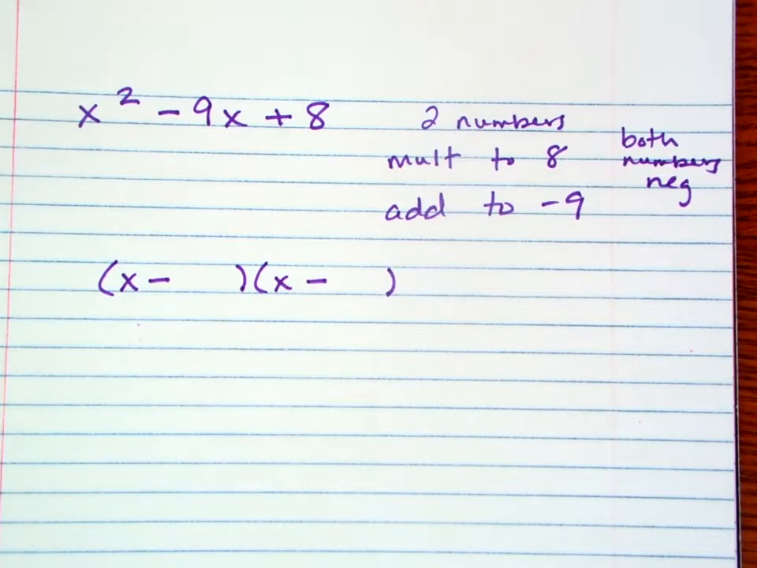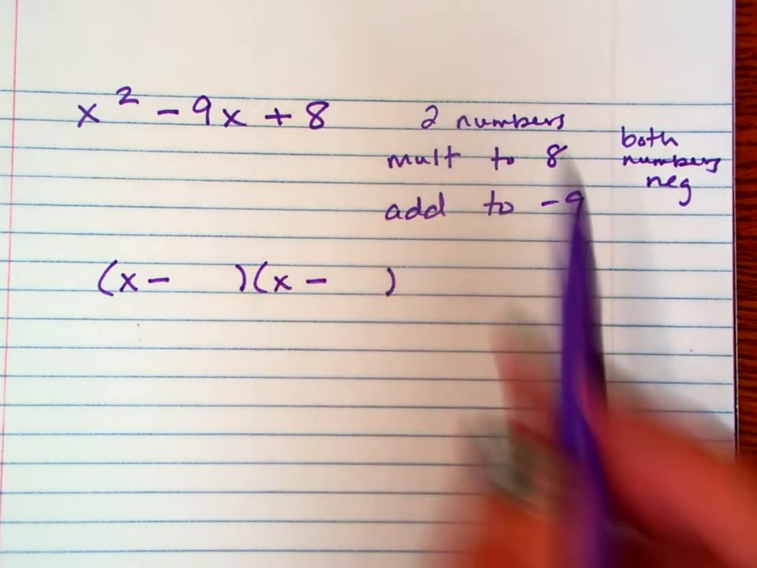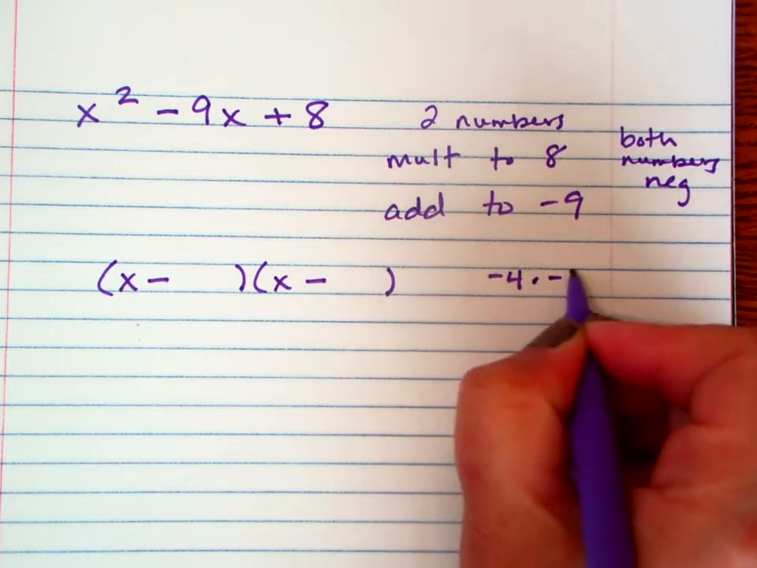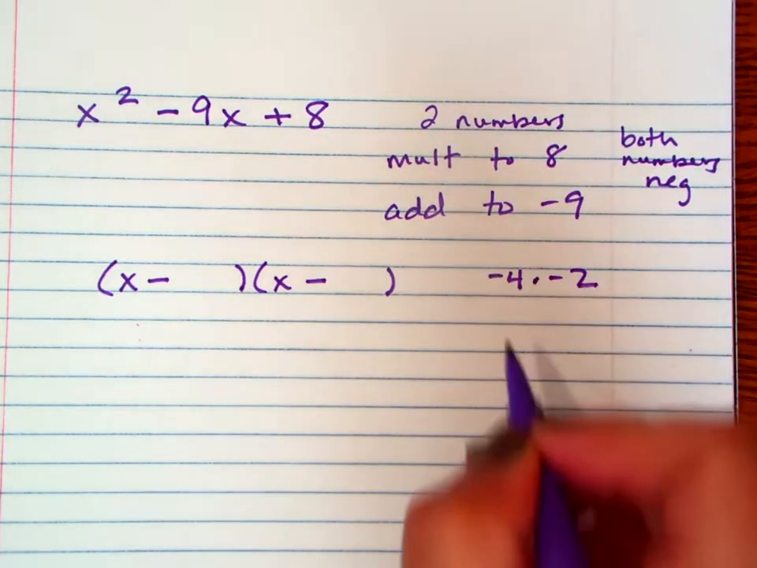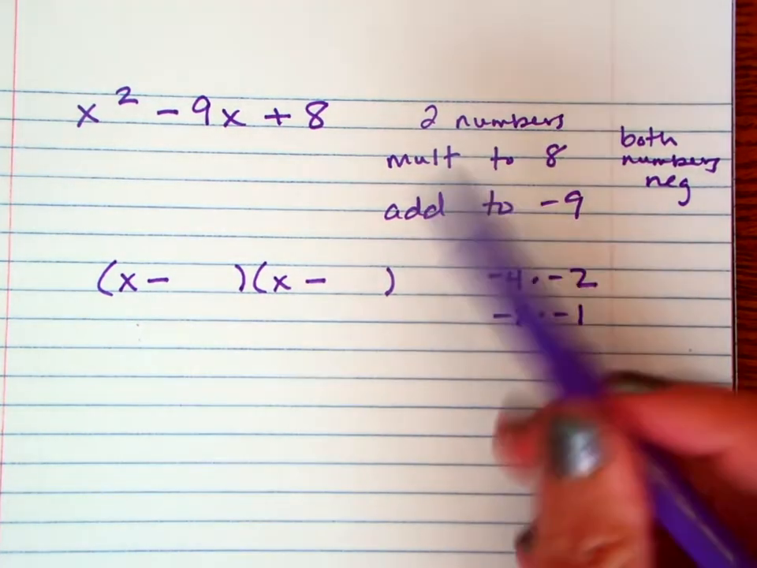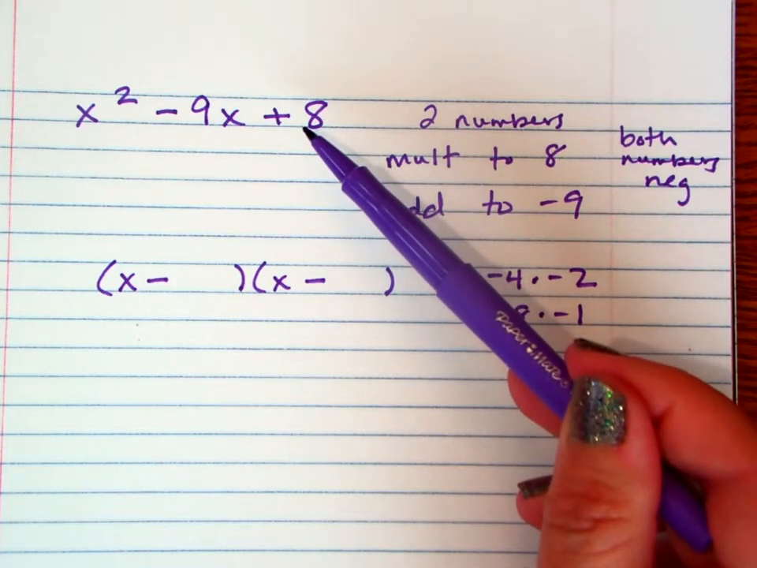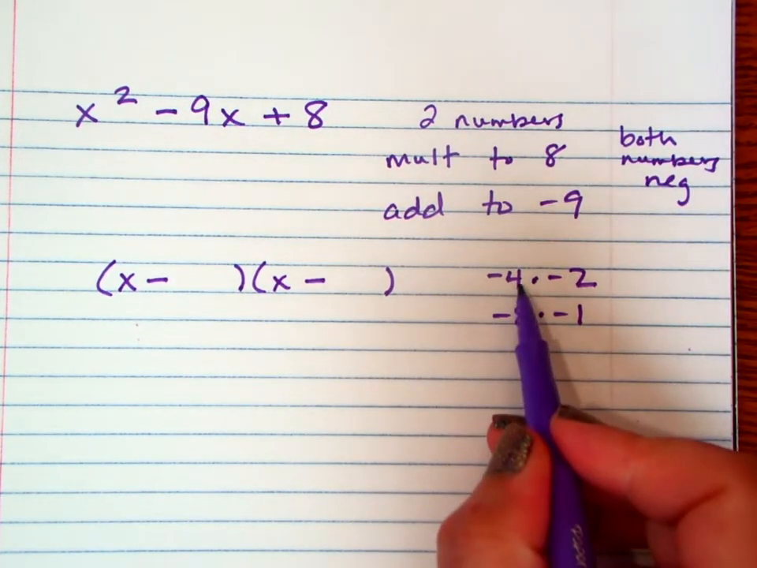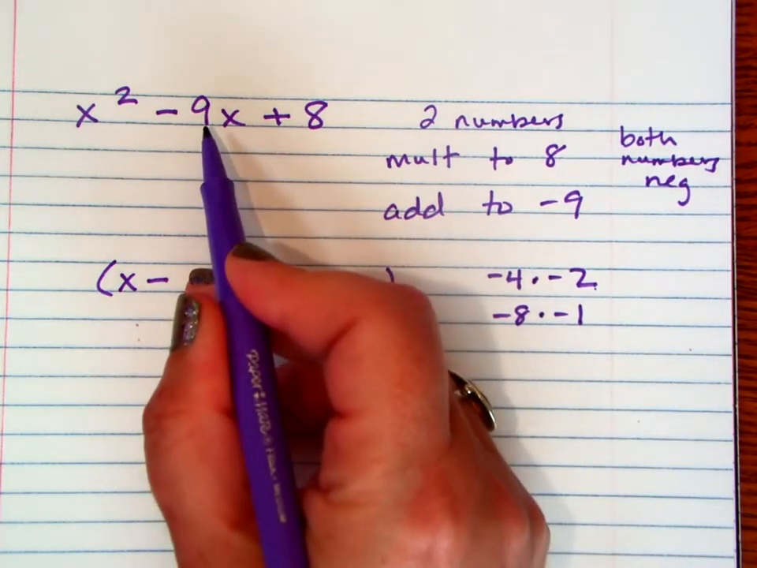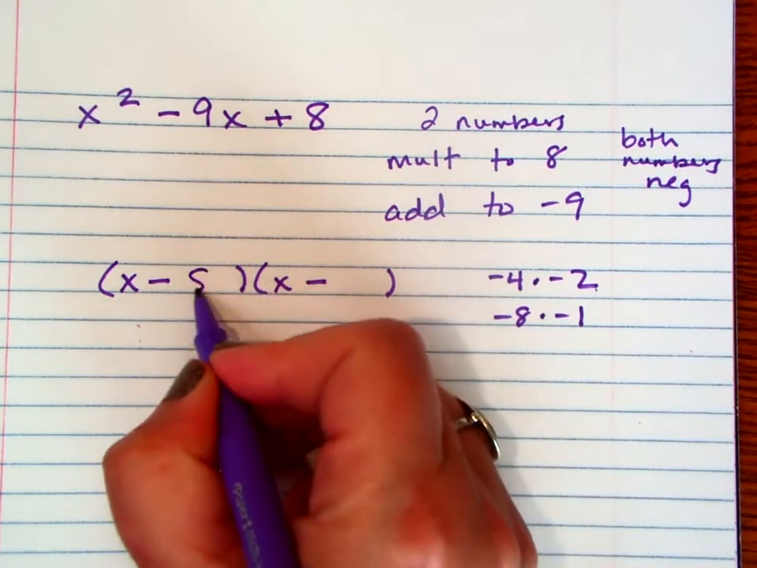So I know I have two numbers and they're both negative. And now they have to multiply to 8. Okay, so if I'm going to multiply to 8, I could do negative 4 times negative 2. I could do negative 8 times negative 1. Those are the only pairs of numbers that are both negative and multiply to a positive 8. Now if I look at it, negative 4 plus negative 2 is negative 6, not negative 9. So negative 8 times negative 1 would be my answer.